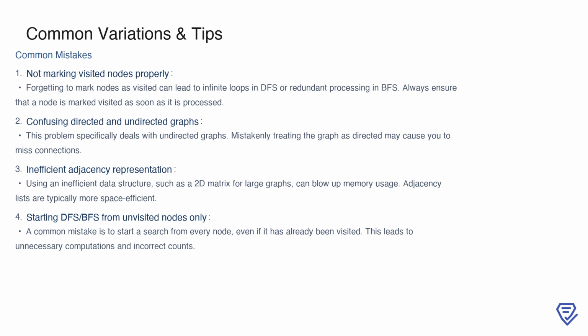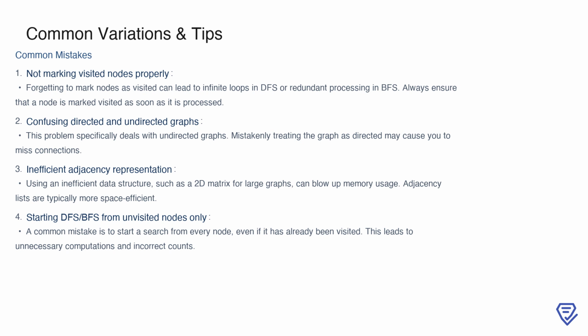Another pitfall is confusing directed and undirected graphs. Since this problem is specifically about undirected graphs, treating the graph as directed could lead to missed connections and an incorrect count of components. Additionally, using an inefficient adjacency representation, such as a 2D matrix for large graphs, can result in excessive memory usage. Instead, adjacency lists are typically the better choice for space efficiency.